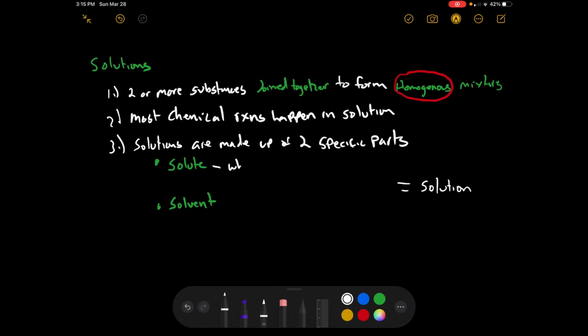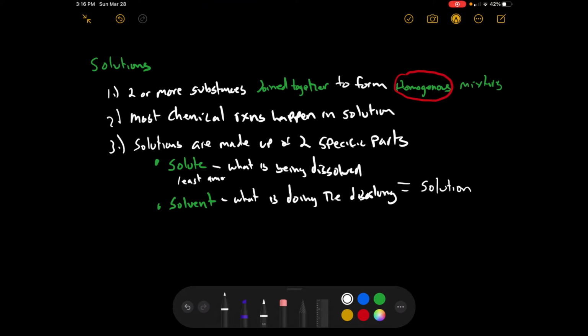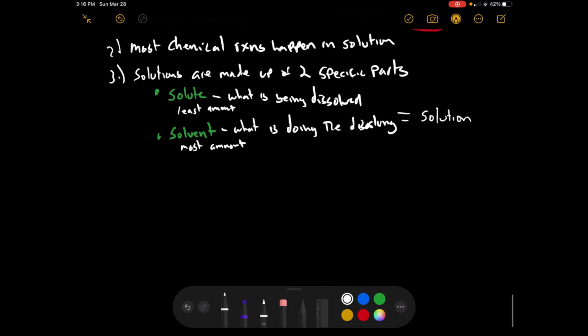Now, a solute is what is being dissolved, and a solvent is what is doing the dissolving. This is in the least amount, and this is in the most amount. And you can measure these, and we'll talk about that later.